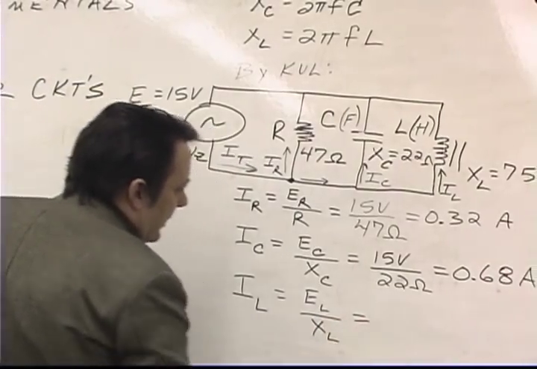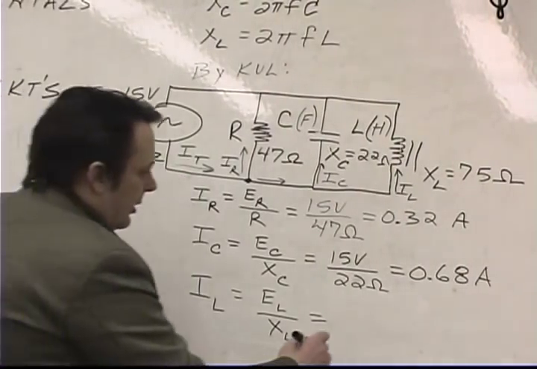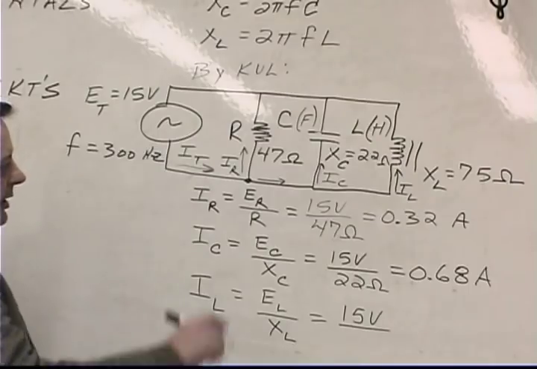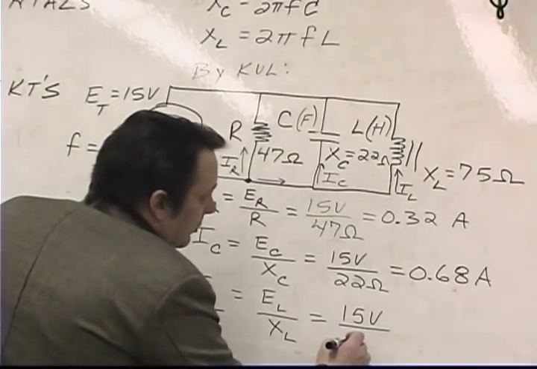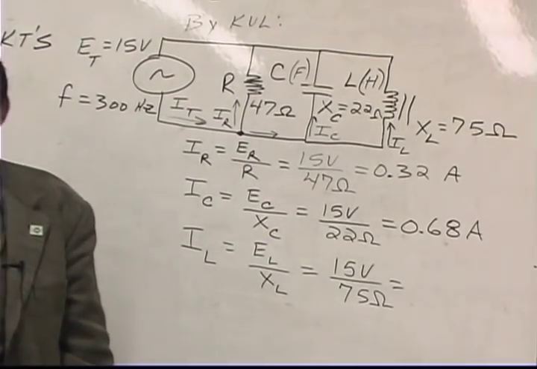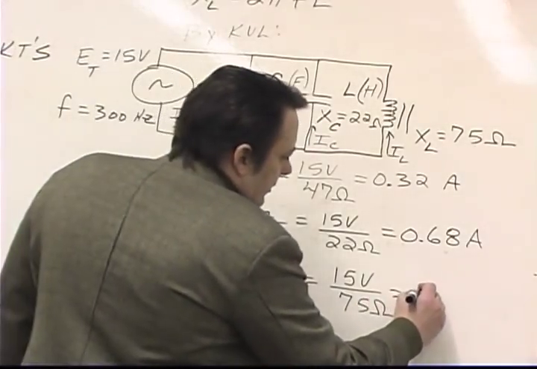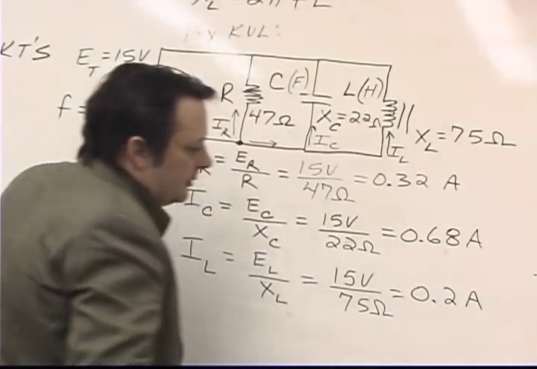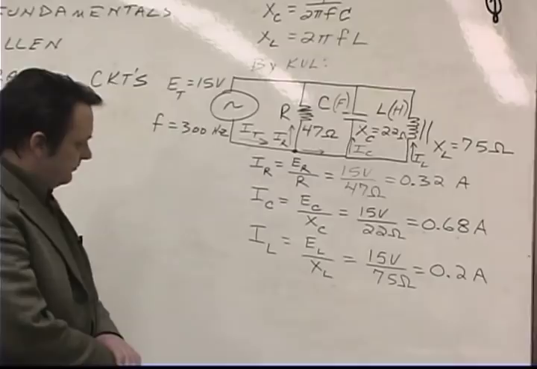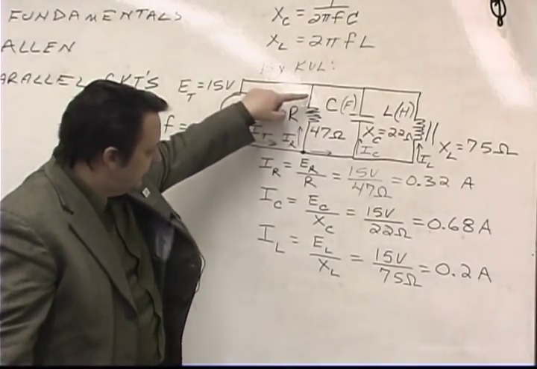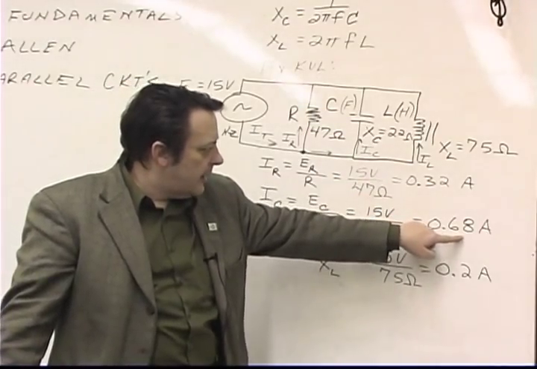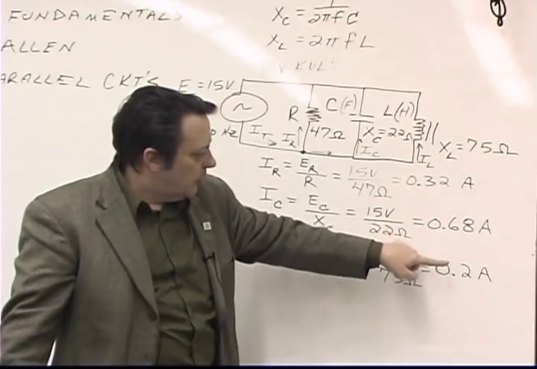So when we plug those numbers in, and again, this is just simple Ohm's law, we have 15 volts across the inductor by Kirchhoff's voltage law, divided by the inductive reactance of the inductor, which is 75 ohms. So what do we get when we take 15 volts and divide it by 75 ohms? 0.2 amps, or 200 milliamps, however you want to express it. So now we can see that the current flowing to the resistor is 0.32 amps. The current flowing to the capacitor is 0.68 amps. The current flowing to the inductor is 0.2 amps.